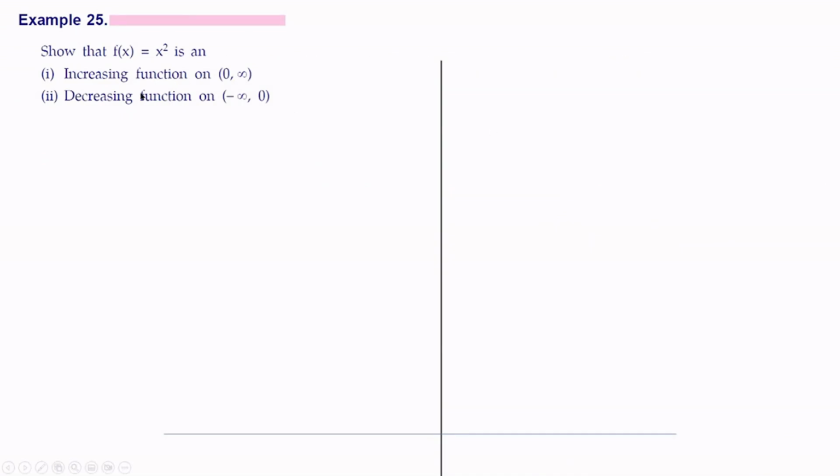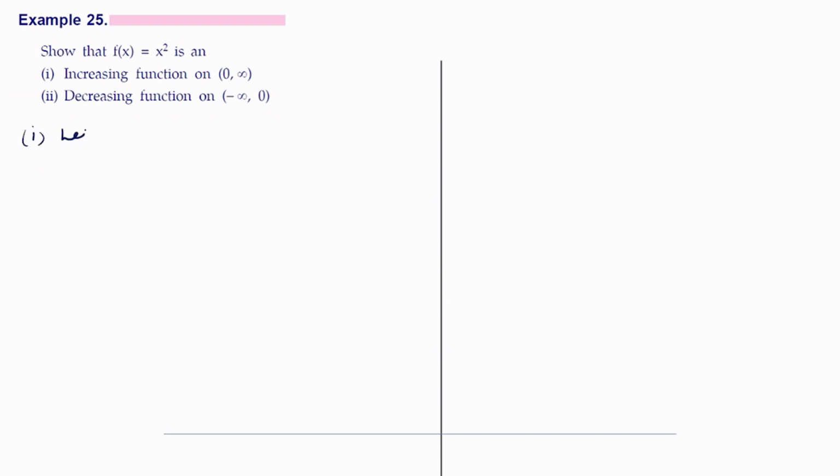And now we will see the example question on increasing function, decreasing function. Show that f of x equal to x square is an increasing function on open interval 0 comma infinity and decreasing function on minus infinity comma 0. So let us do each subdivision one by one. Here we have to show that x square is increasing on this interval and it is decreasing on the interval minus infinity comma 0.